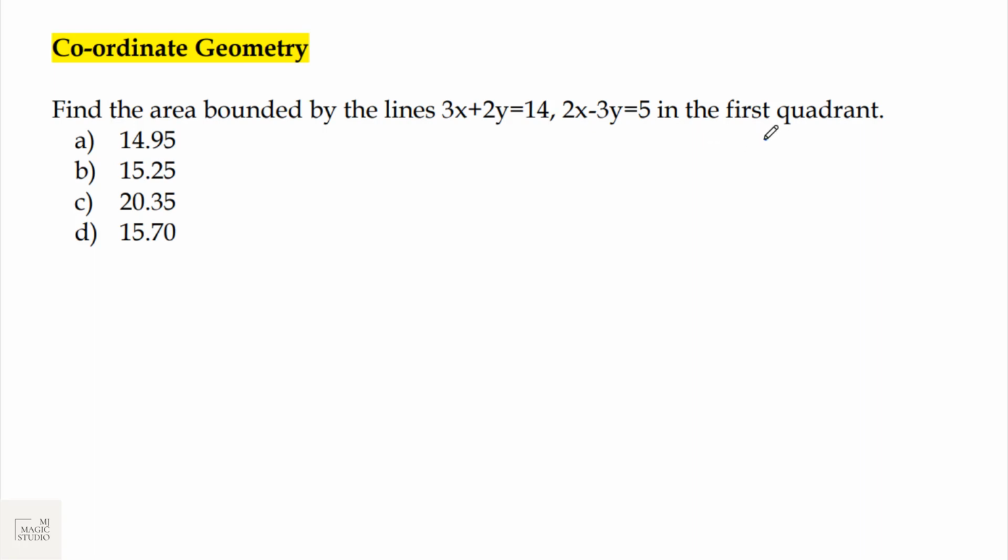If a straight line is written in the form x/a + y/b = 1, that means this line is making intercept a on the positive x-axis and b on the positive y-axis. Our first line is 3x + 2y = 14. That means x upon 14/3 plus y by 7 equals 1.